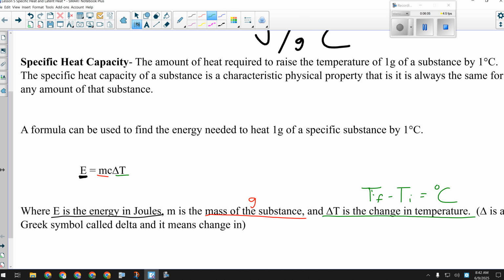Okay, and then C is the specific heat capacity. Specific heat capacity is a physical property, and that sheet I gave you has a bunch of the specific heats on it. The units for specific heat capacity are joules per gram degree Celsius. So how many joules to heat 1 gram by 1 degree Celsius?